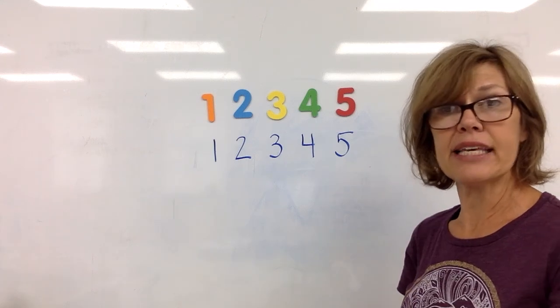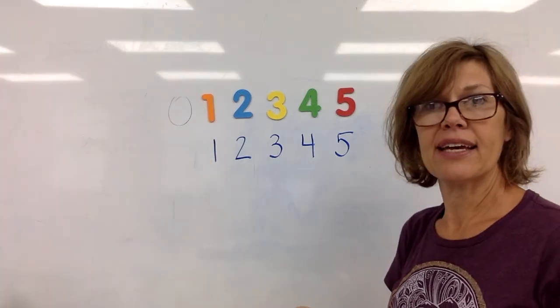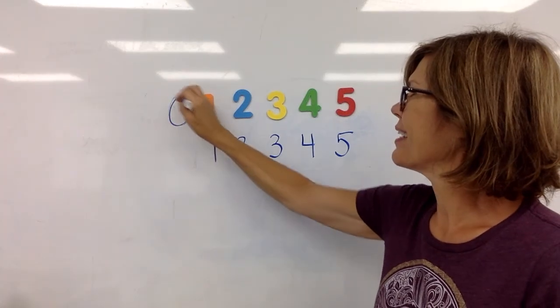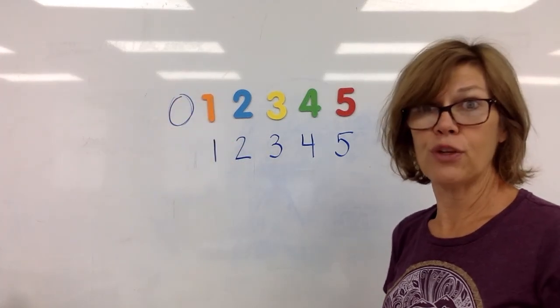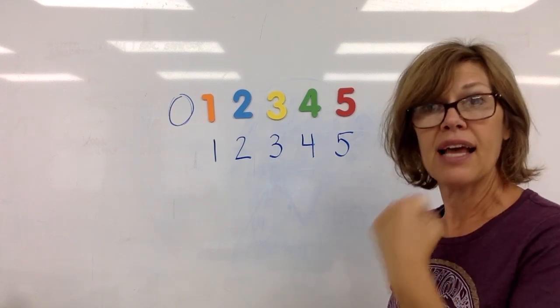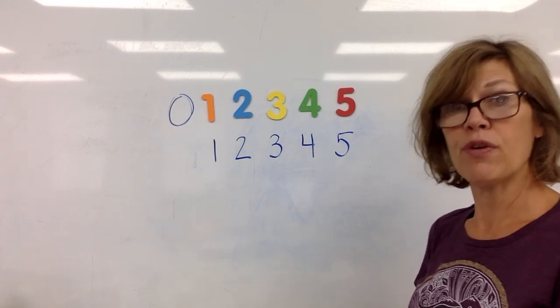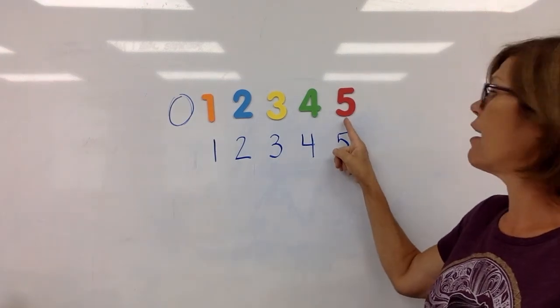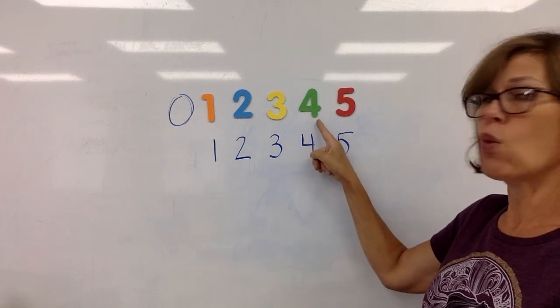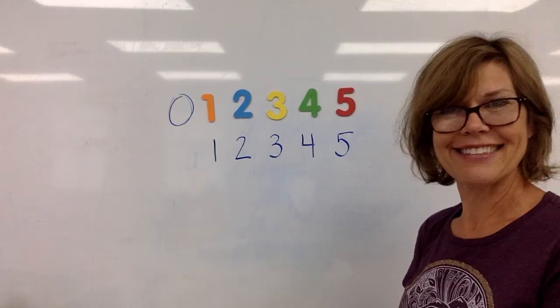None means 0. We haven't learned that number yet, but this is what the 0 looks like. It looks like the letter O, if you know what the letter O is. That means none or 0. Let's count our numbers backwards from 5 to 1 before we move on. Say them with me. 5, 4, 3, 2, 1.